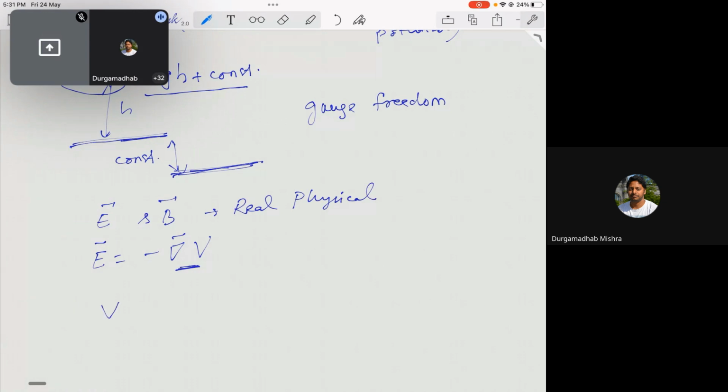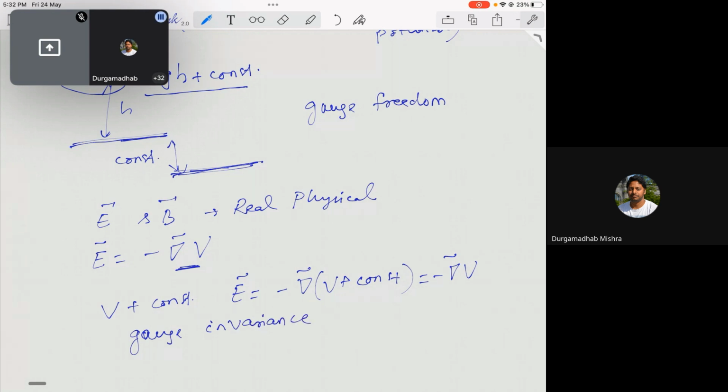Like if I take V plus some constant, the electric field, that is gradient of V plus a constant, will still be the same, minus gradient of V. So even if I change the reference point, how I am defining the scalar potential, which is not representing the actual physical reality, I can change or transform it, and still the electric field is not going to be affected by that transformation. So this is known as gauge invariance.